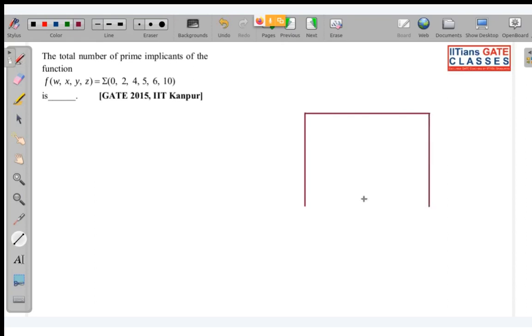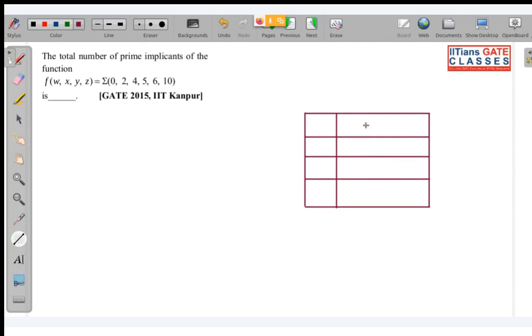So understanding prime implicants and essential prime implicants is very difficult. It took me a lot of time to understand what we mean by essential prime implicants and prime implicants. When I was preparing, I was not able to get a proper answer to what we mean by prime implicants and essential prime implicants.